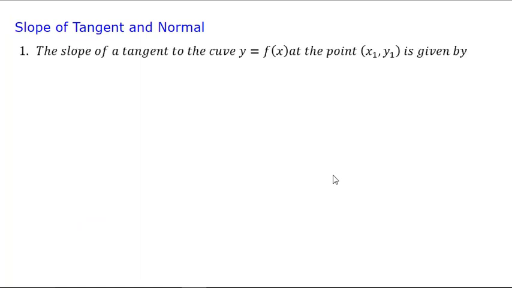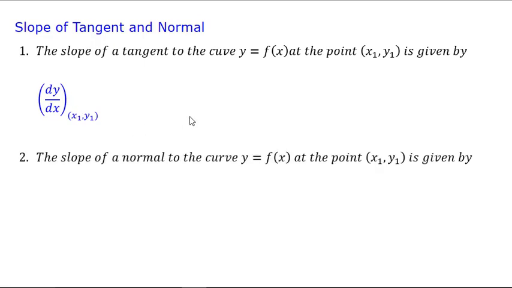Now, slope of tangent and normal. The slope of tangent to the curve y equal to f(x) at the point (x1, y1) is given by dy/dx at (x1, y1). So, this is the formula by which we can get the slope of tangent. Similarly, the slope of normal to the curve y equal to f(x) at the point (x1, y1) is given by minus 1 upon dy/dx at (x1, y1). Here we have used the concept that when two lines are perpendicular, then the product of their slopes is equal to minus 1. You can see if you multiply these two slopes, you will get minus 1.